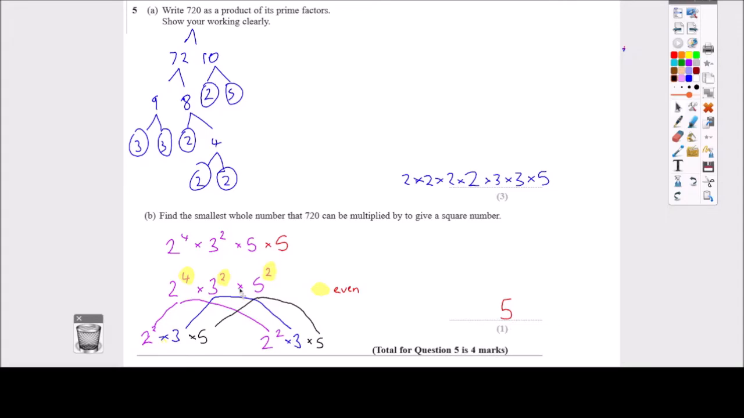So in short, all you've got to remember is the powers must be even in order for it to be a square number. So how do we turn this purple number into all the powers being even? We need another 5. Okay, we've then got the 5 squared. So the answer is 5.